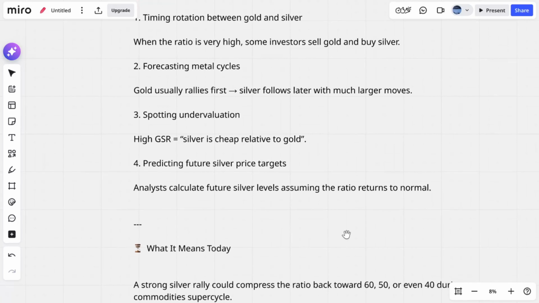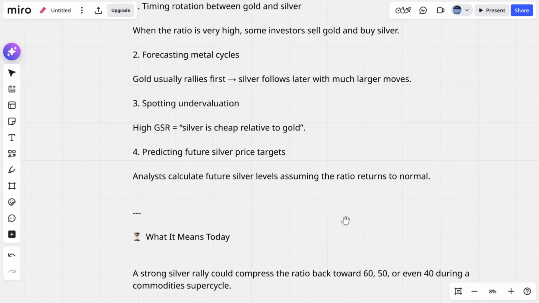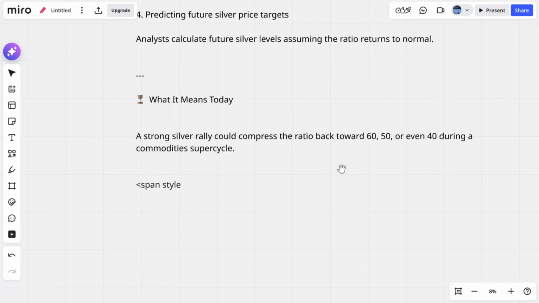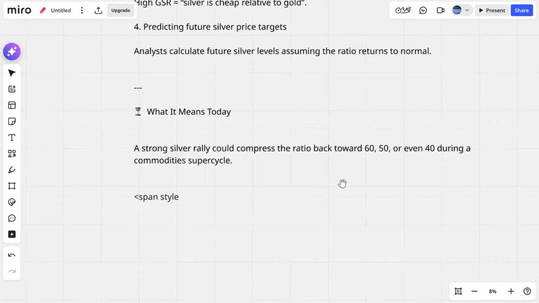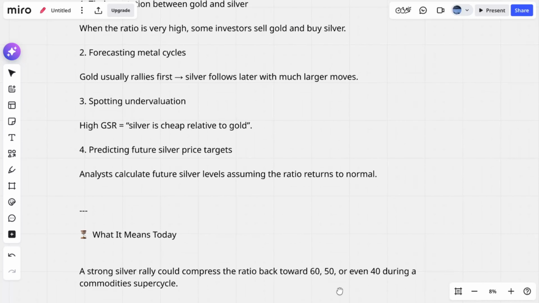Spotting the undervaluation, a high gold to silver ratio means silver is cheap relative to gold. And predicting future silver price targets, analysts calculate future silver levels assuming the ratio returns to normal. What this means today, a strong silver rally could compress the ratio to 60, which it is at the moment, 50, which is coming, or even 40 during commodity super cycles that we are into at the moment.